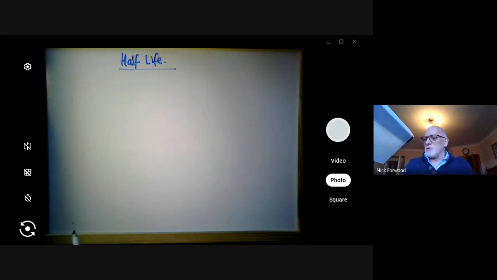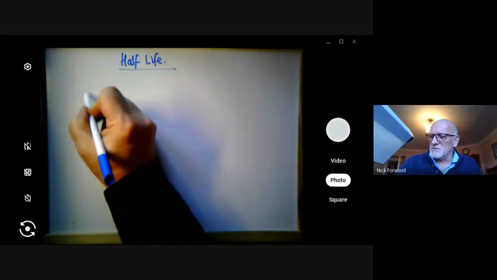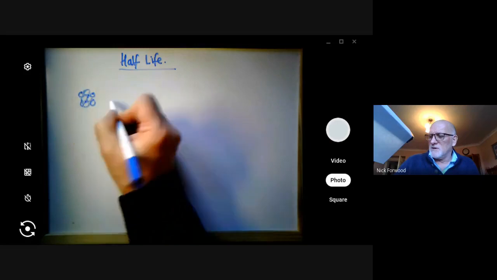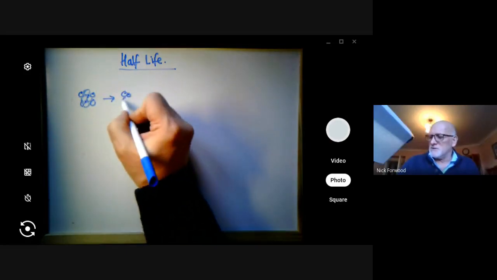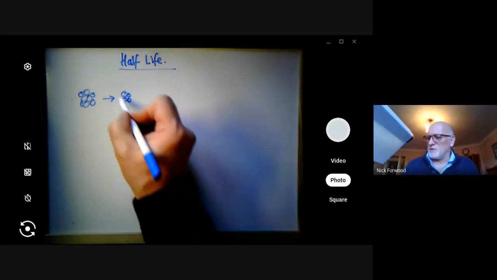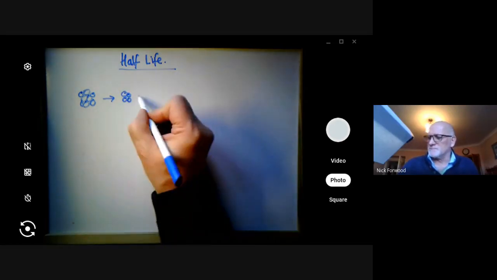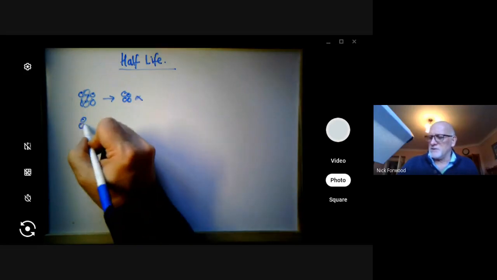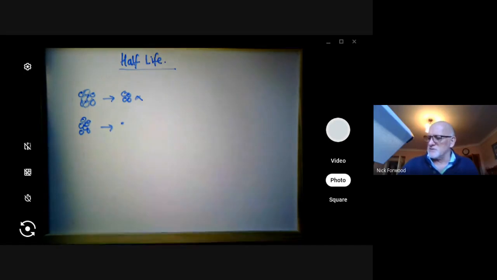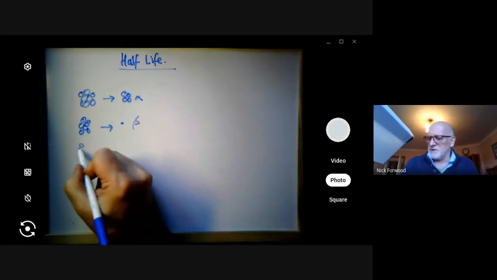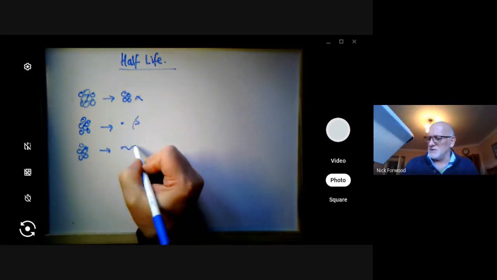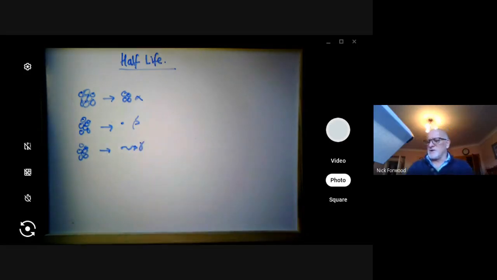Now, we've already seen that we can draw a radioactive nucleus like this, and then it spits out some particles. This would be 4 little particles, which is alpha. Here's another nucleus, which could get rid of 1 small particle, which is beta, or a different nucleus could send out some energy as a wave, and we know that that's gamma.